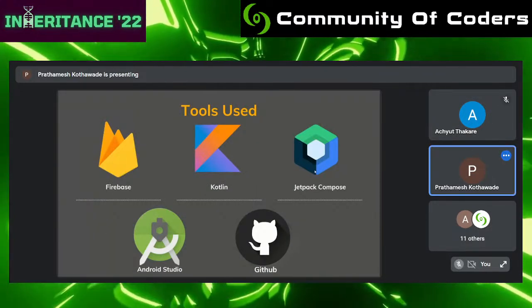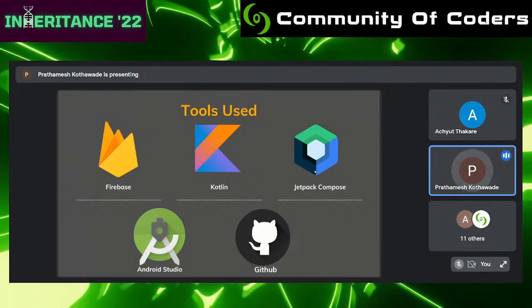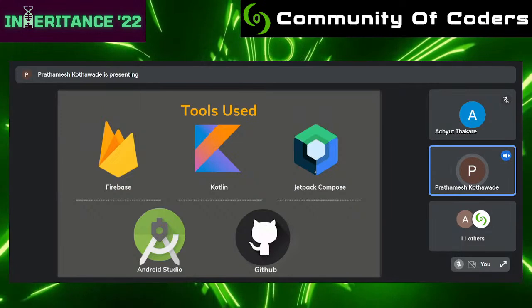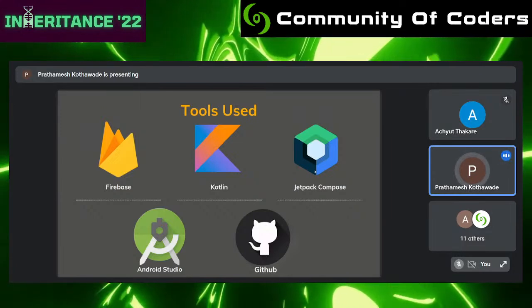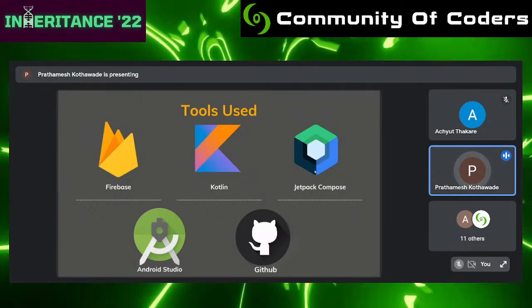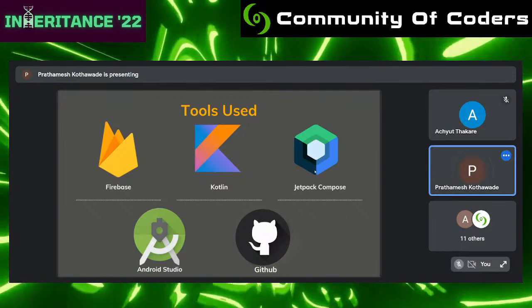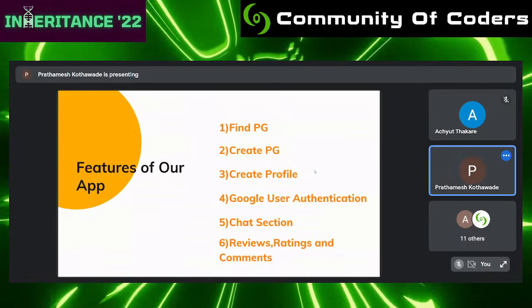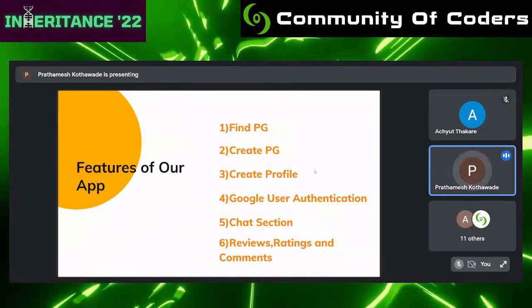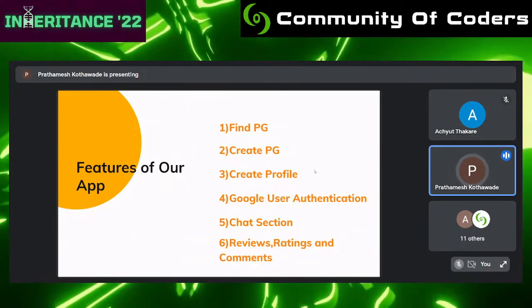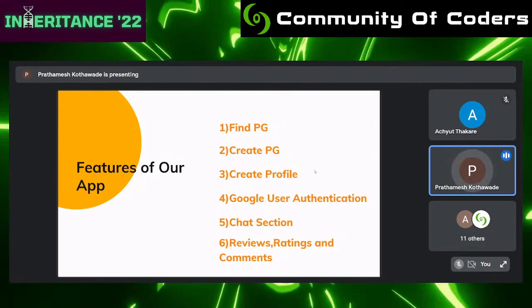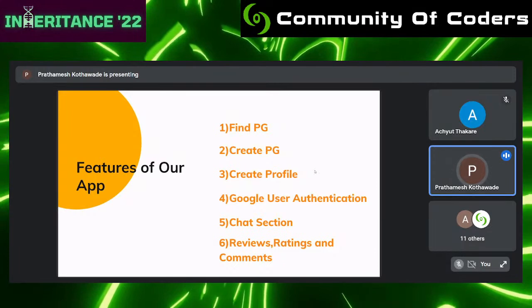Okay, so the tools used in our app were Firebase and Kotlin. Kotlin as a language, Firebase for the backend, Jetpack Compose for the front end, and Android Studio and GitHub. Okay, so I'll explain the features of our app: find PG, create profile, Google user authentication, chat section, reviews, ratings, and comments, and many more we will include in our app.